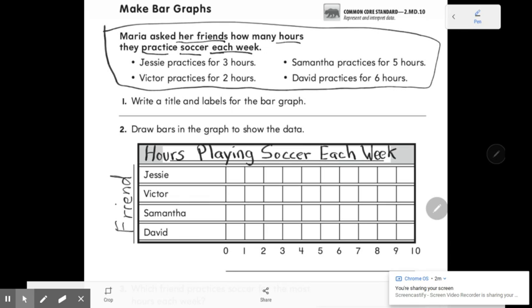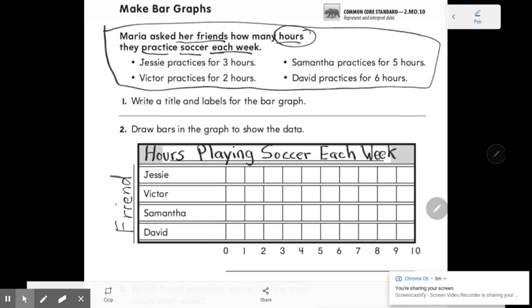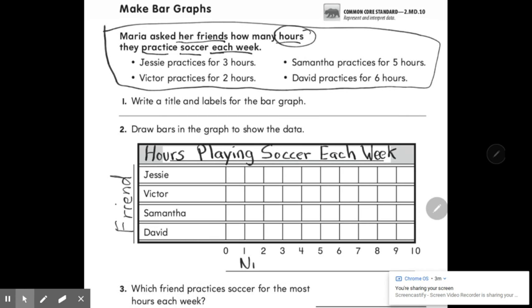It's friend or friends. Now the next part is the bottom part where you see the numbers. You see how we have 0, 1, 2, 3, 4, 5. We have numbers. Now, what did she ask? The number of what? Of hours. It's right here. She asked for the number of hours. So basically, that's going to be our title, the number of hours. And remember, it is a title, so we are using capital letters.